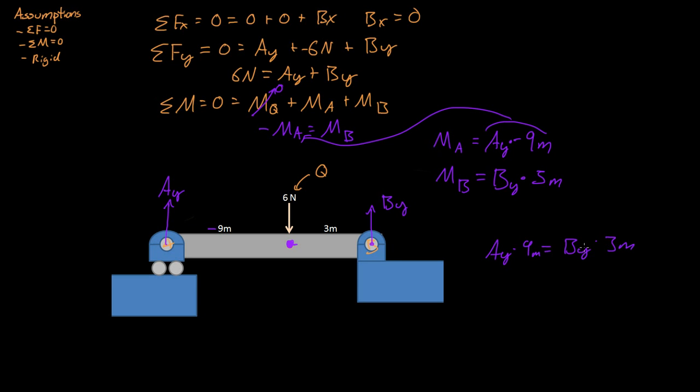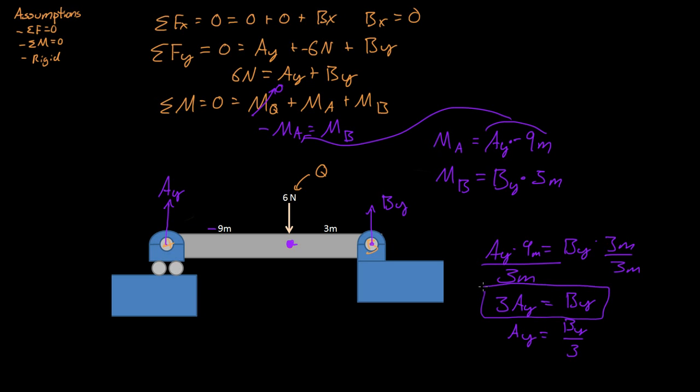So then we just divide both sides by 3 meters. So then we have 3AY must equal BY. So A is a third of what B is. So I guess instead we can put that AY is equal to BY over 3. So now that we have these two separate equations, we can plug in. Let's use this equation and plug it right there.